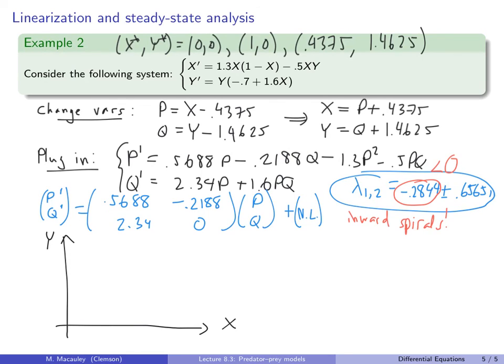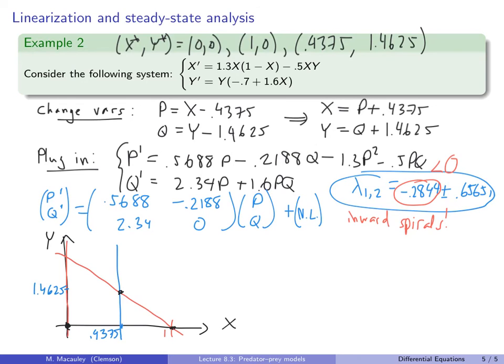So we know that there is an x nullcline here, and there's an x nullcline here, and that is 1. And we know that there's a y nullcline here. Now my drawing is not going to be to scale because that is supposed to be 1.4625, and this down here is supposed to be 0.4375. So we have 3 steady states, one at 0, one at 1, and one right here.